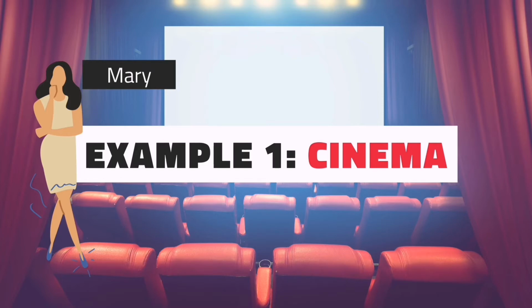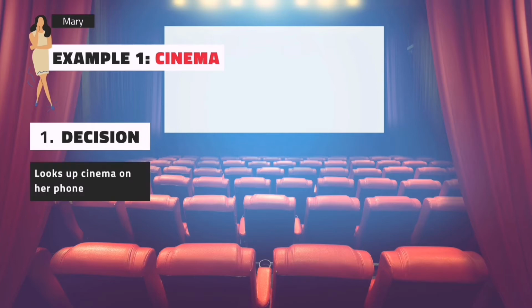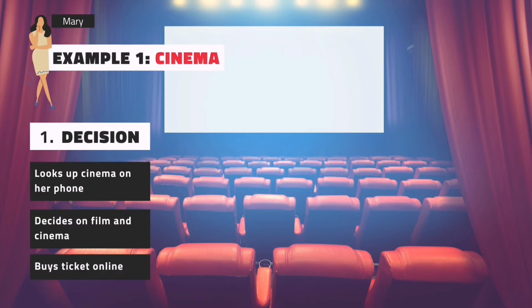Now, for this to work properly, we need to think about the process from the very beginning until the very end. So the first step is thinking about Mary's decision making. Once Mary makes the decision to go to the cinema, she then uses her phone to look at the options she has for films and cinemas. She then makes a decision on which cinema and film to go and see. And lastly, she buys herself a ticket online.